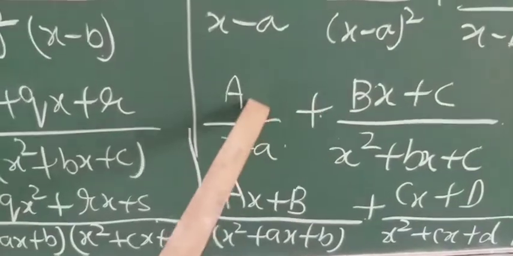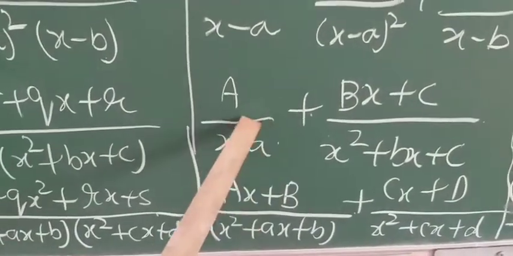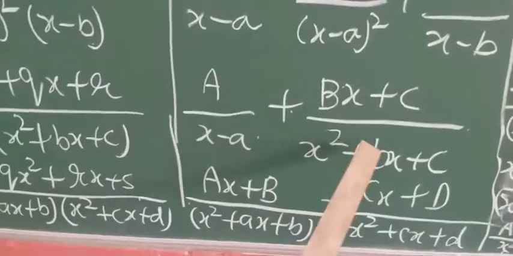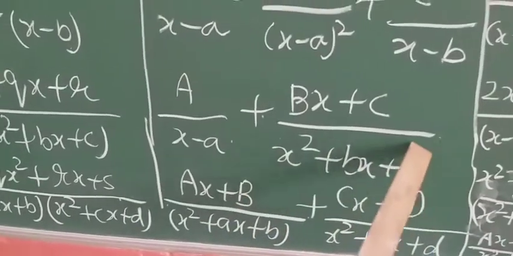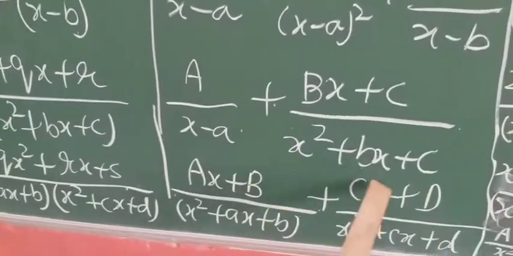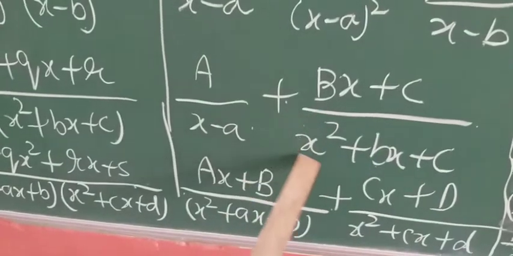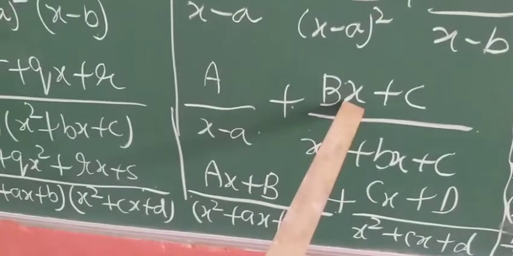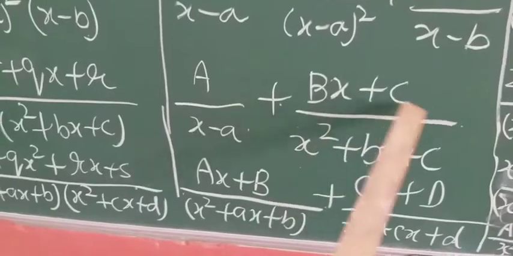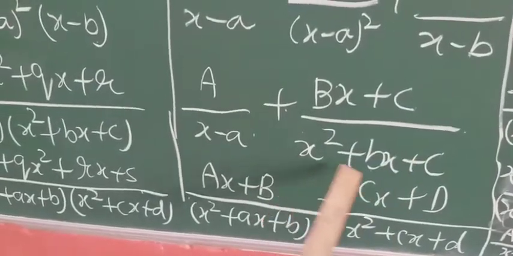Its degree is 1, so numerator degree should be 0. Now its degree is 2, student. So numerator degree should be 1 less than the denominator, as I told you. So its degree should be 1. That's why I have taken bx plus c upon x square plus bx plus c.